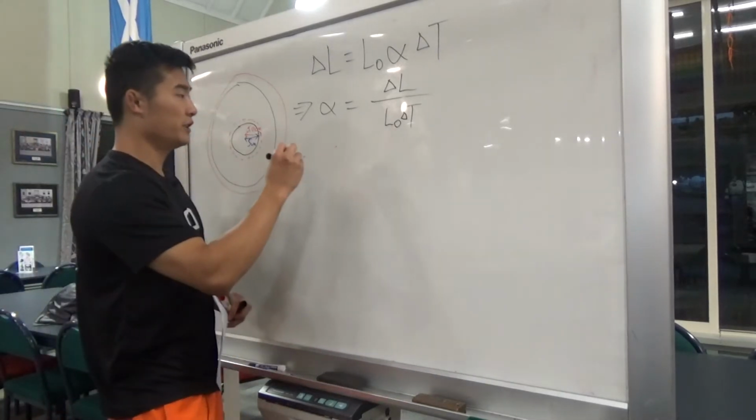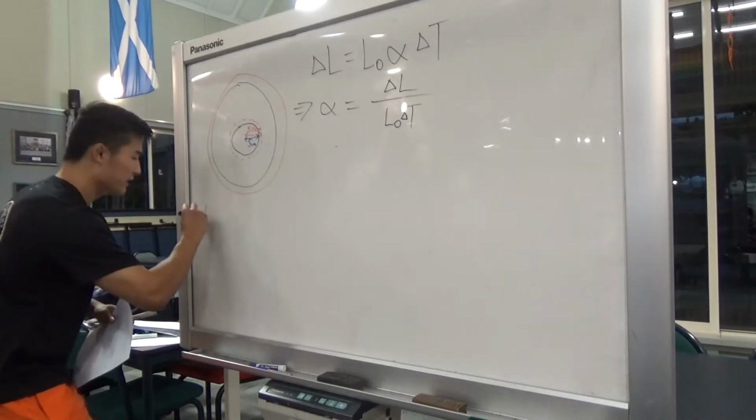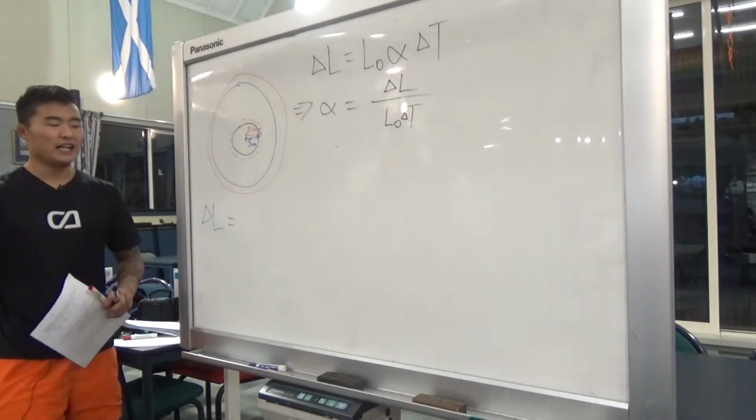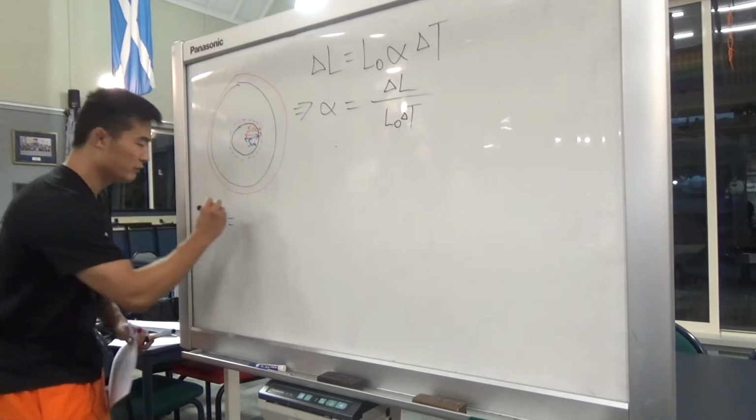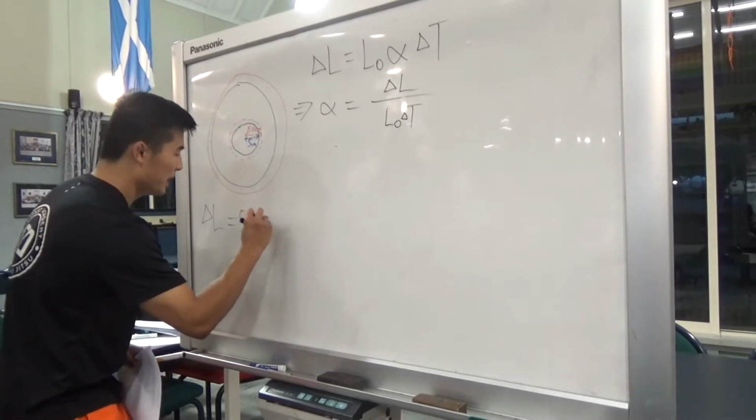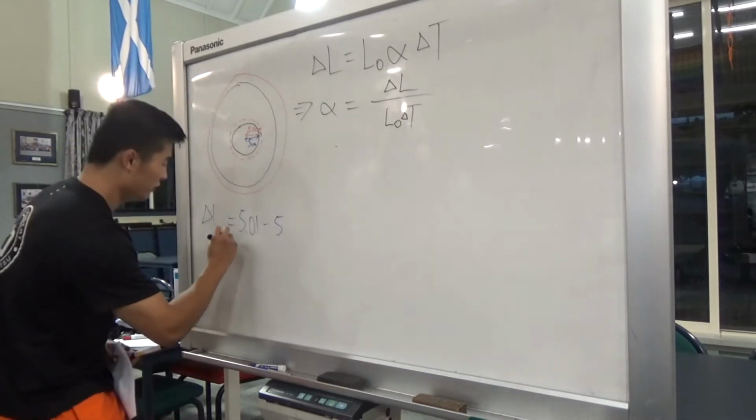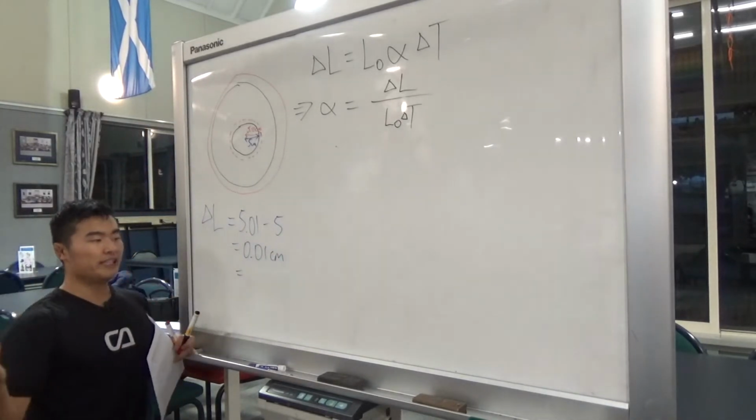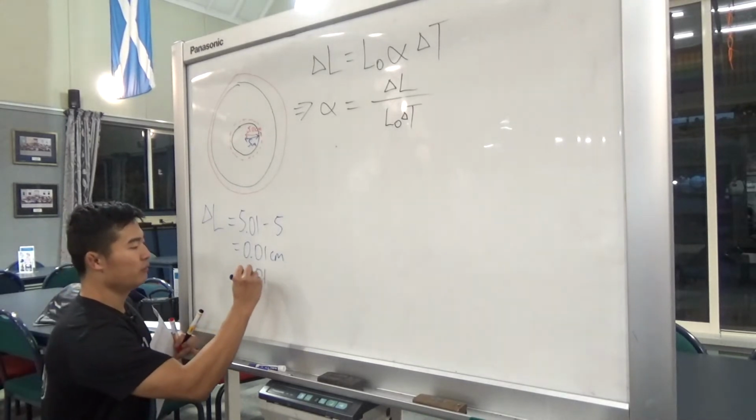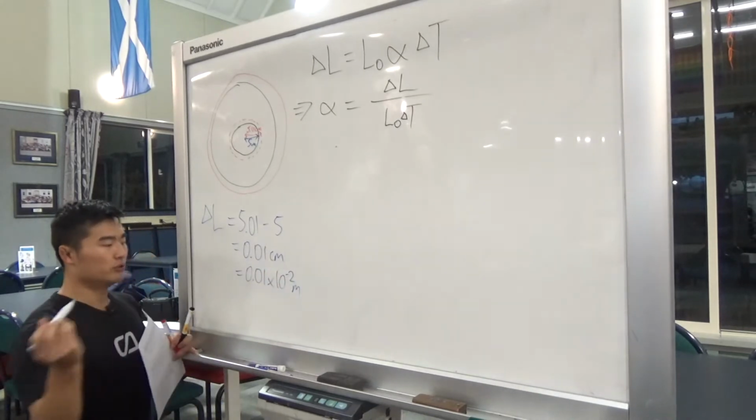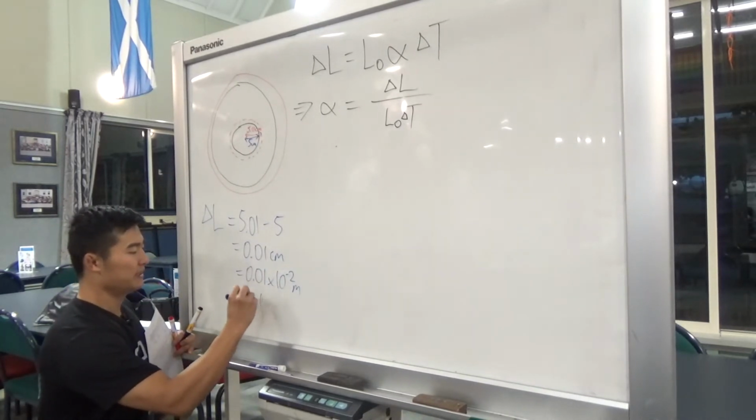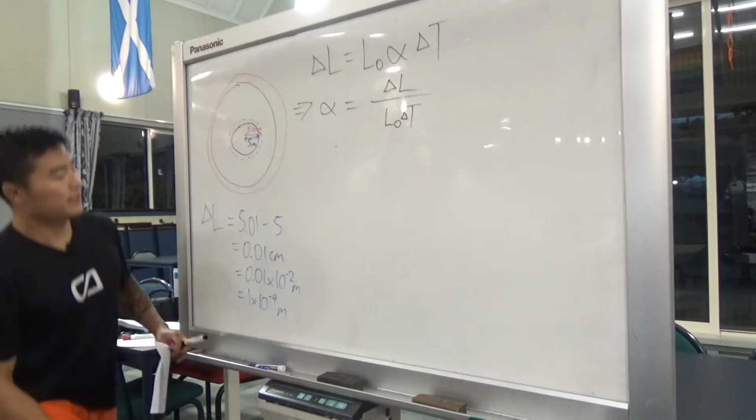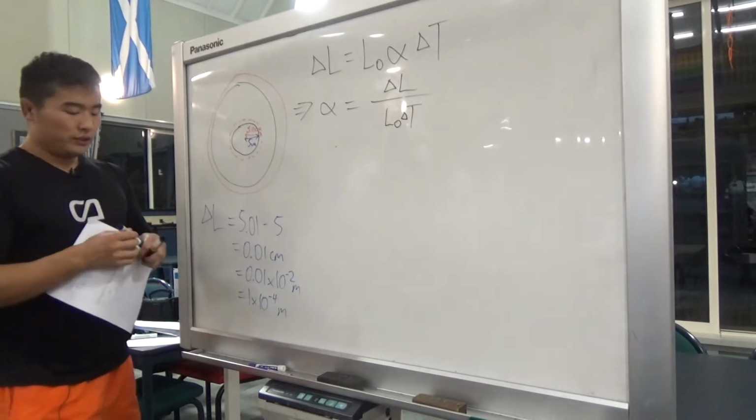Okay, and so now we need to figure out the change in length. It's always final length minus initial length. So our final length is going to be 5.01 centimeters, minus our initial length of 5 centimeters. So that's going to be 0.01 centimeters. And we need to convert that into meters. So that's going to be 0.01 times 10 to the negative 2 meters, or you could just rewrite that as 1 times 10 to the negative 4 meters, because there's going to be 2 more zeros, right? So that's our change in length.